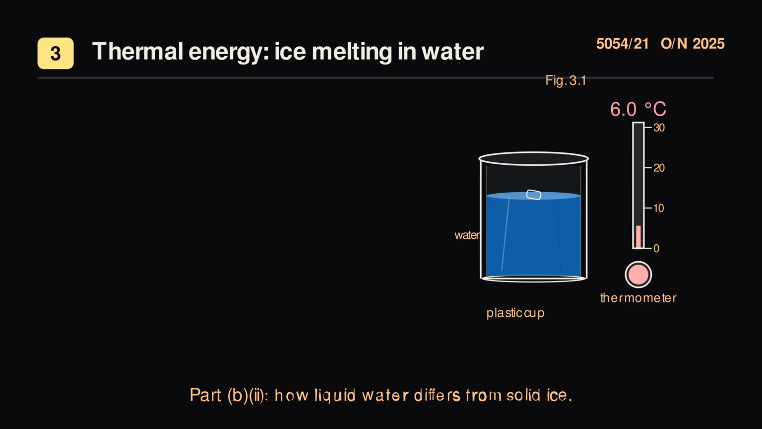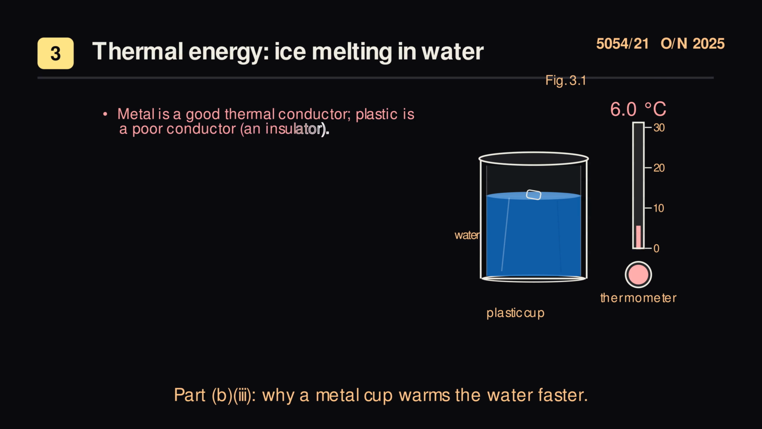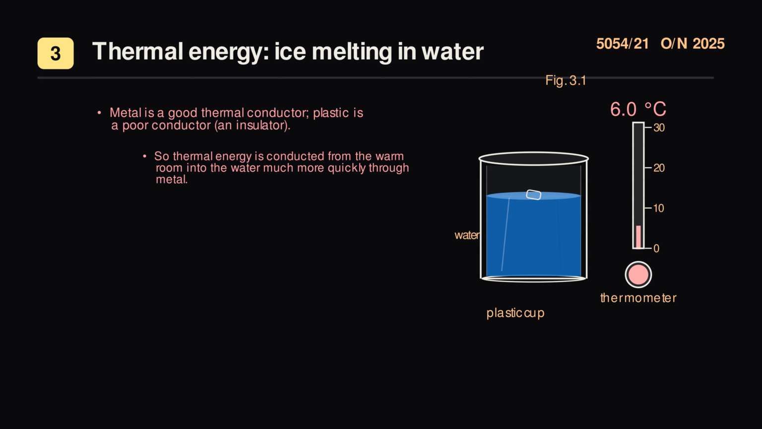Part B, Part 3. A metal cup warms water faster because metal is a good thermal conductor, while plastic is a poor conductor and insulator. So energy from the warm room is conducted into the water much more quickly through metal.